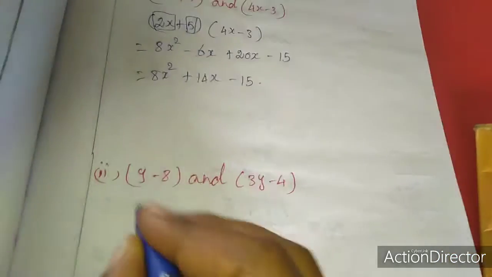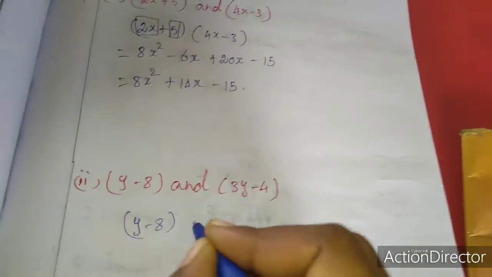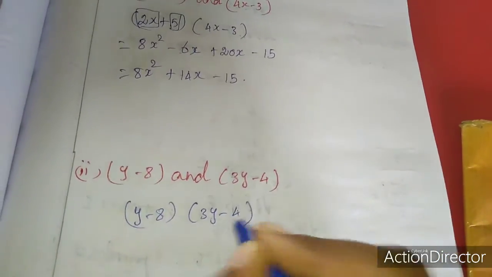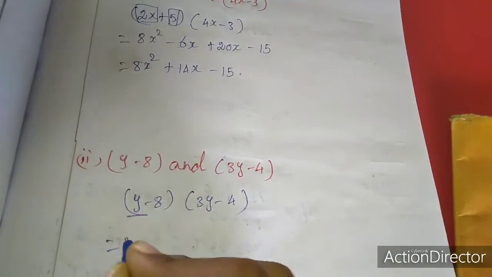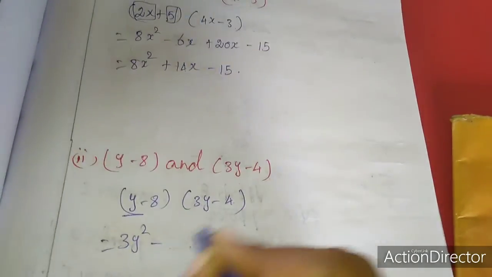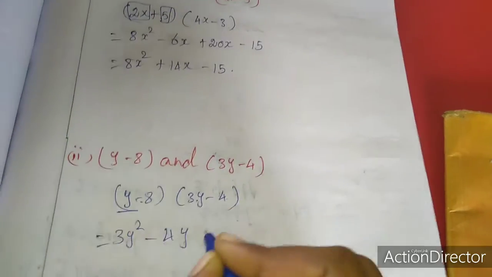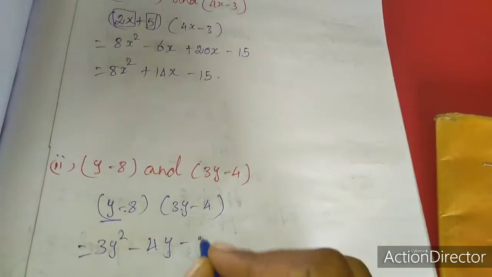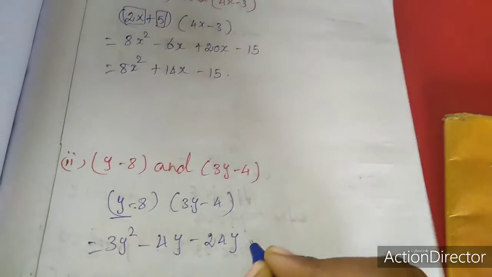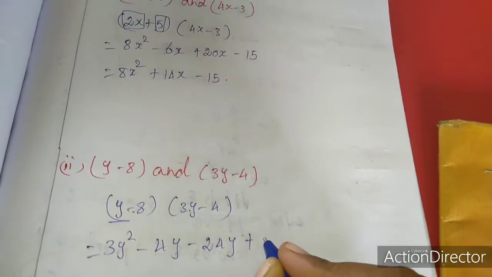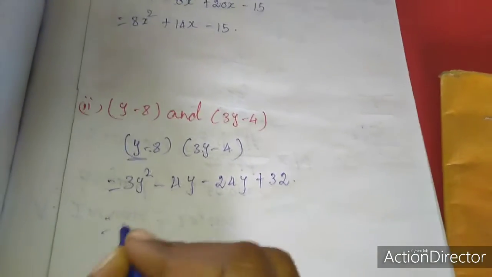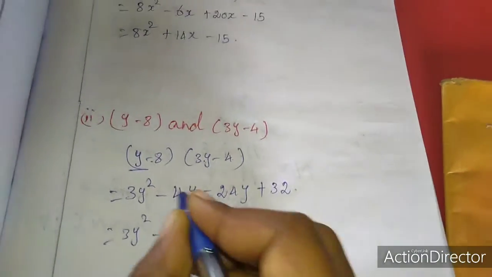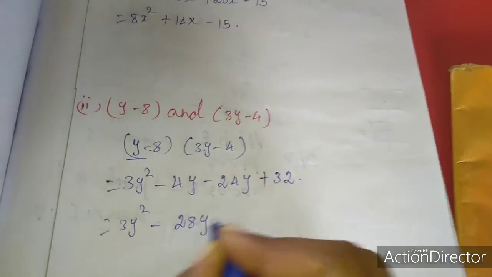Second sum, (y - 8)(3y - 4). y into 3y, 3y square, minus 4y, here minus 8 3s are 24y, minus into minus plus, 8 4s are 32, so 3y square minus 28y plus 32. Okay, third sum.